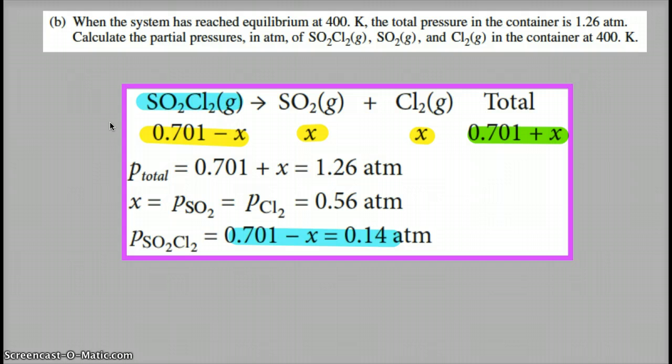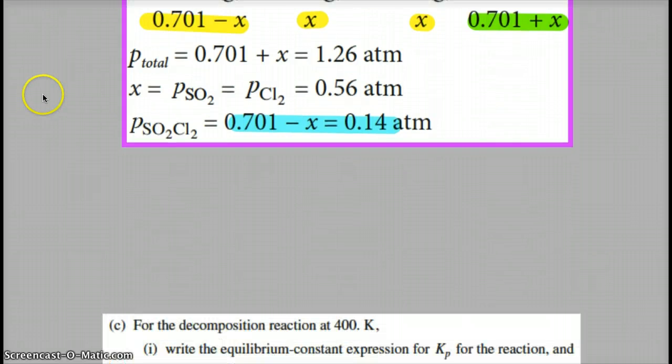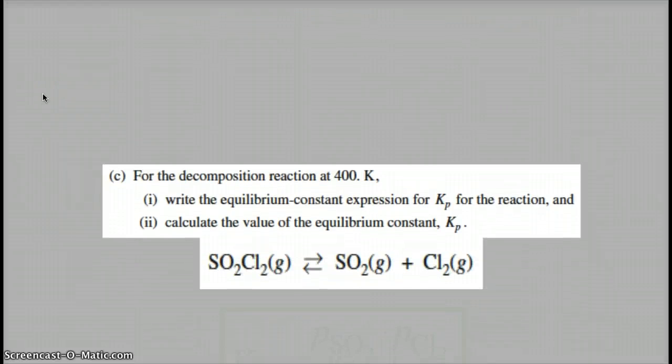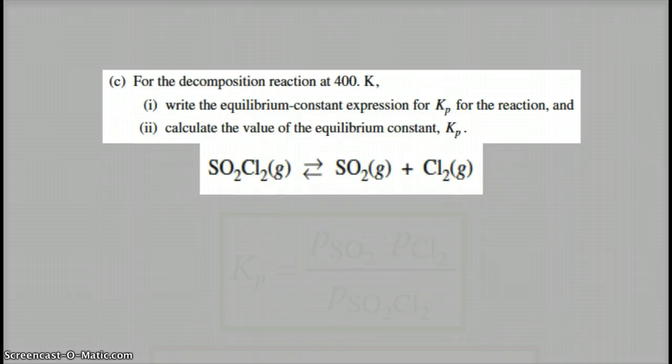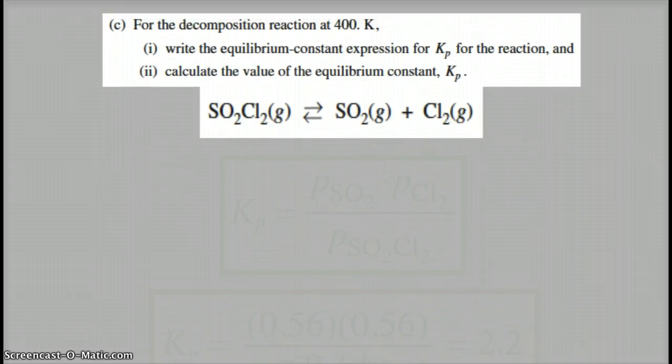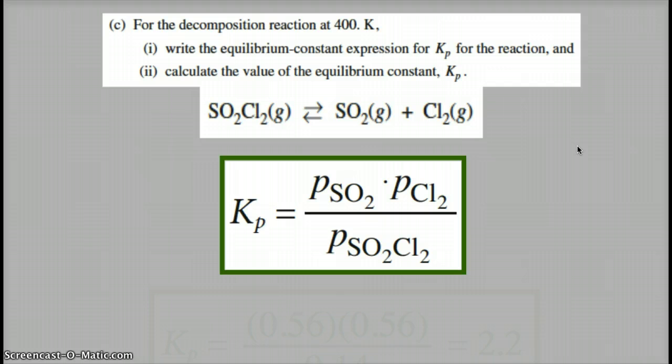Now they just made us find all these partial pressures, so you can see in the next part we're going to be doing the equilibrium constant and solving for it. So first, what is the equilibrium constant expression, Kp, for this reaction? Again, it's asking for Kp, so we want to use the partial pressures, products over reactants, so the pressure of SO2 times the pressure of Cl2 over the pressure of SO2Cl2. And now calculate the value. So we're going to plug in the pressures that we just solved for in part B.